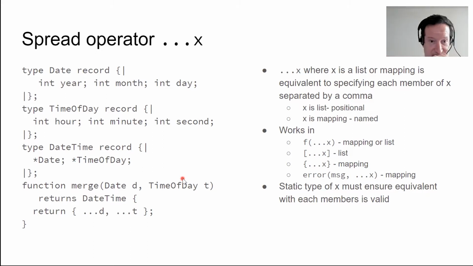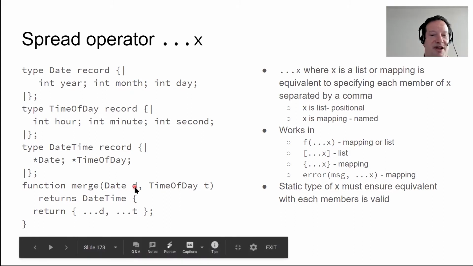So here's a little example where we're specifying them by name. We've got a date type, which is a closed record with 3 fields, a time of day, which is a closed record with 3 fields. And then we're going to make another record with both of those. And now the task is, we've got a date, we've got a time of day, and we want to construct one of these.